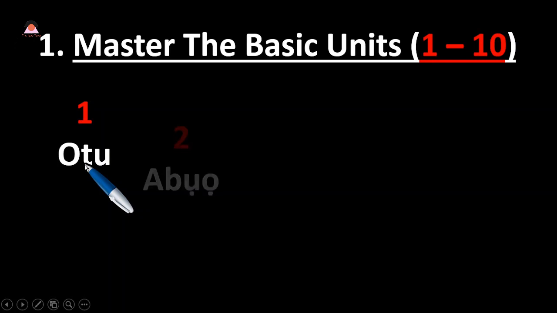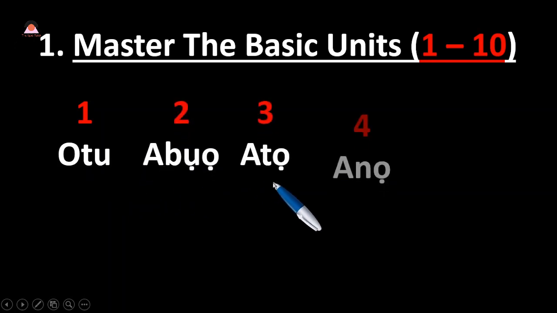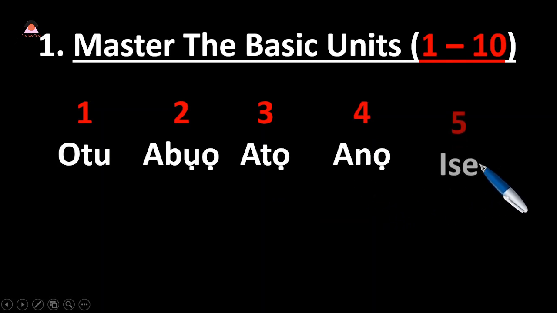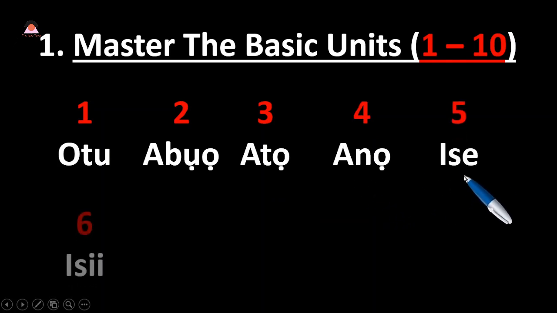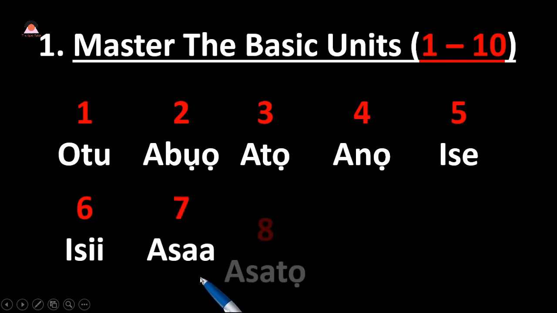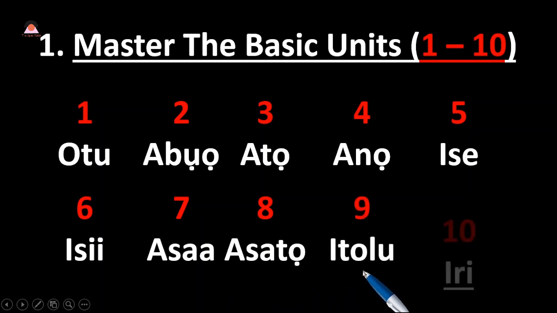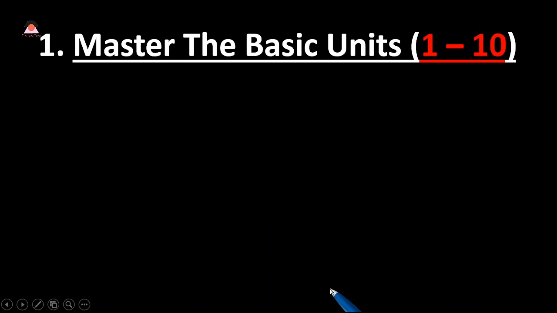1, Otu. 2, Abuo. 3, Ato. 4, Ano. 5, Ise. 6, Isi. 7, Asa. 8, Asato. 9, Itolu. 10, Iri. I'm going to repeat them again for emphasis sake. Let's start all over again.